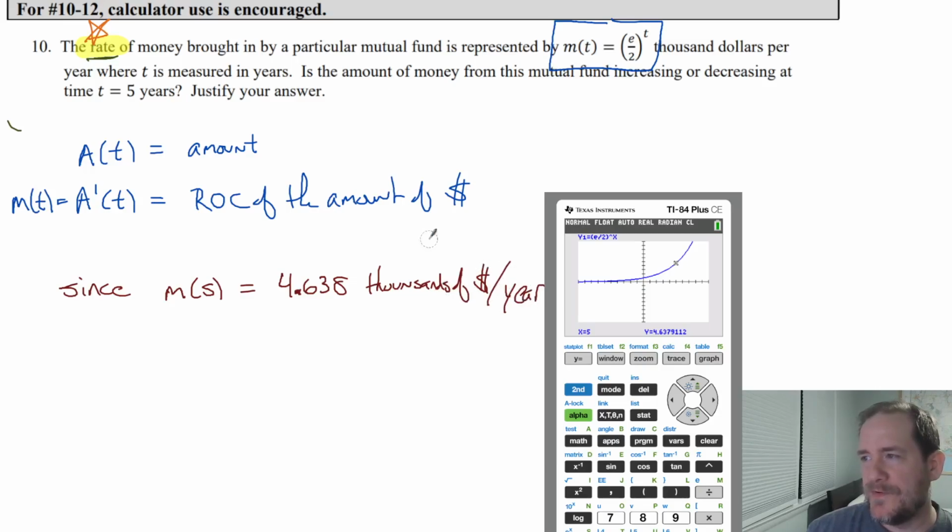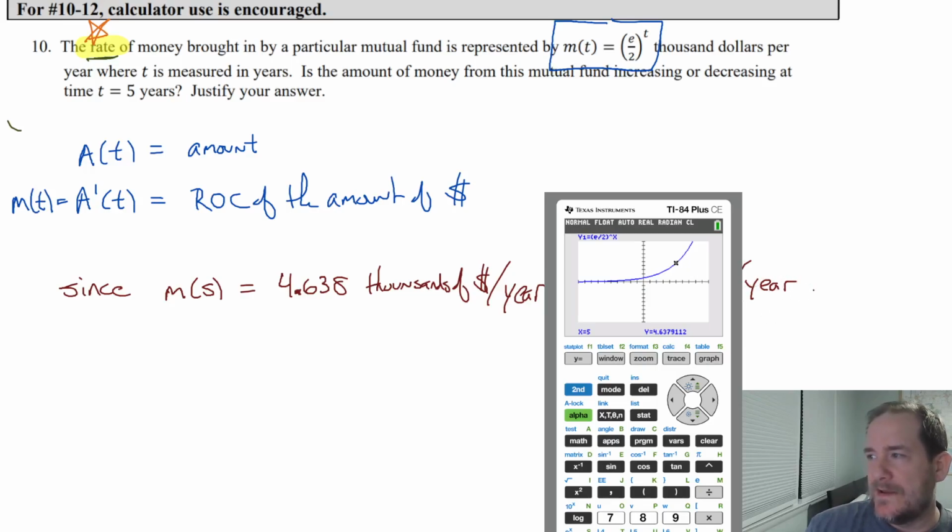But what would make more sense is to just actually multiply this by 1,000 and just call it 4,638. And now it's plain old dollars per year rather than thousands of dollars per year.